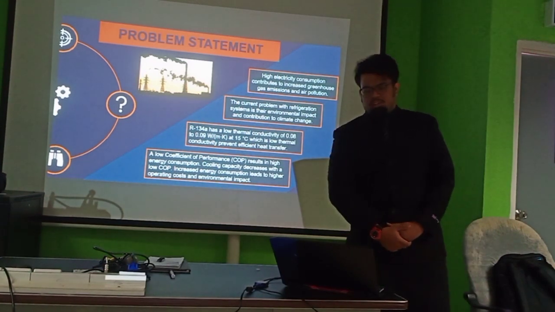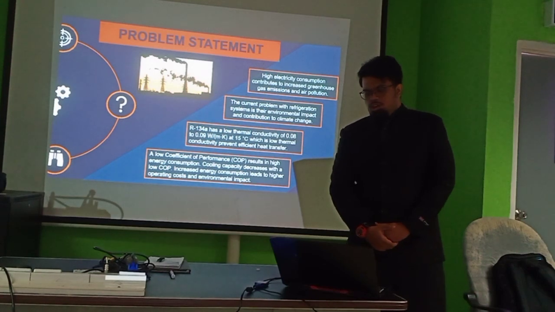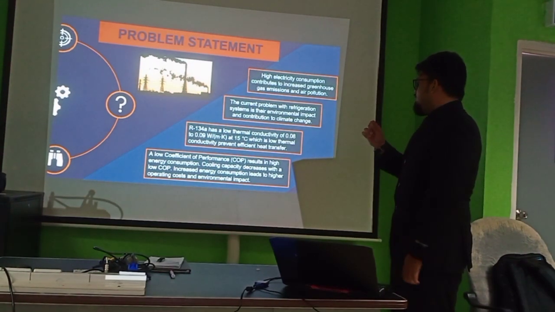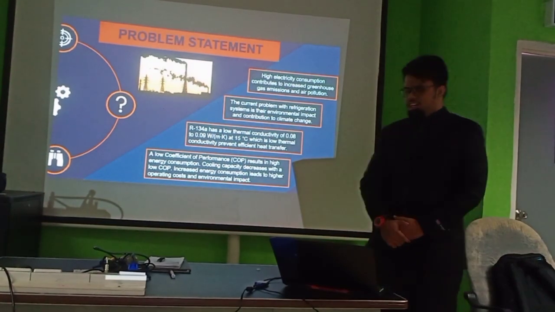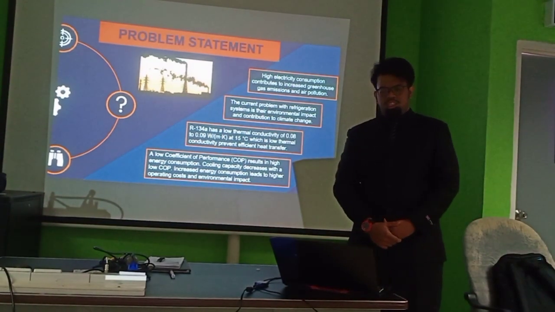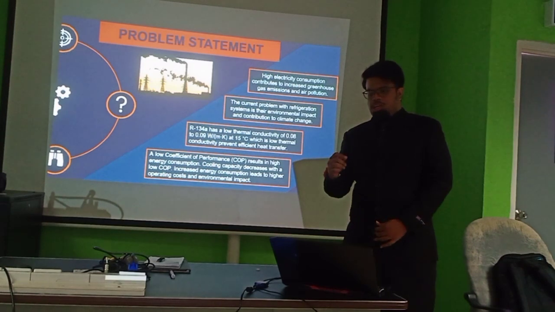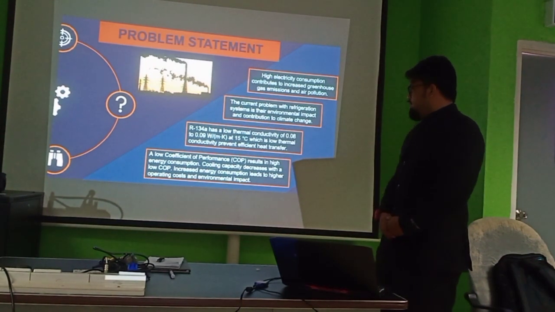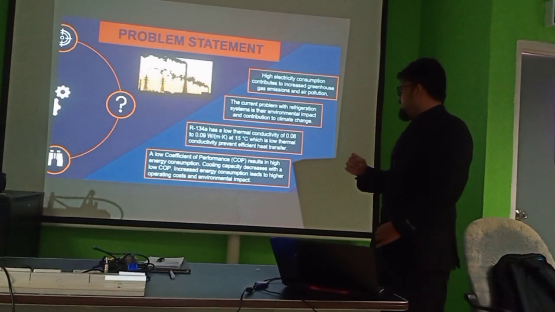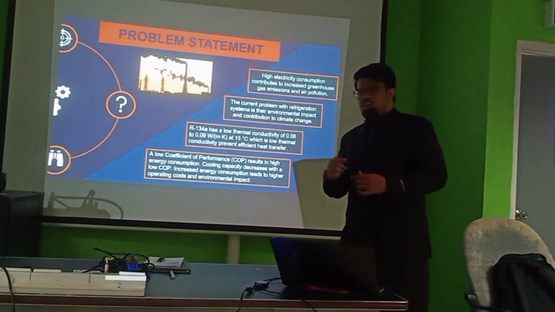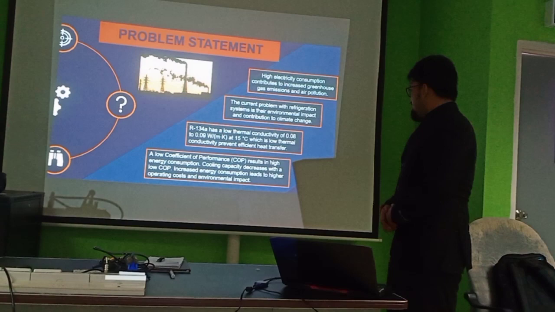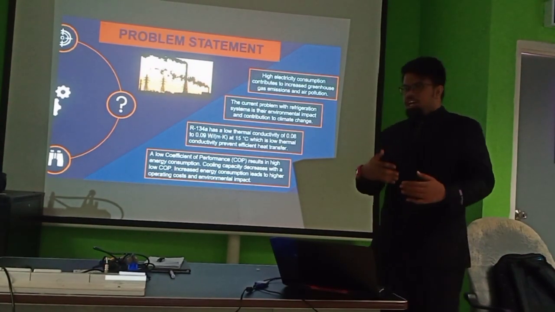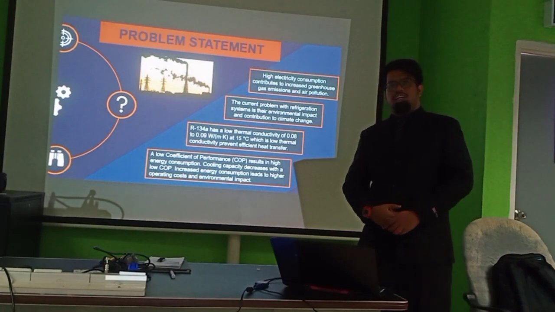R134A gas has a thermal conductivity of 0.08 to 0.09 watts per meter Kelvin at 15 degrees Celsius. Last but not least, a low coefficient of performance, or COP, results in high energy consumption and decreased cooling capacity. When the cooling capacity decreases, the energy consumption will increase and lead to higher operating costs and can cause environmental impact.